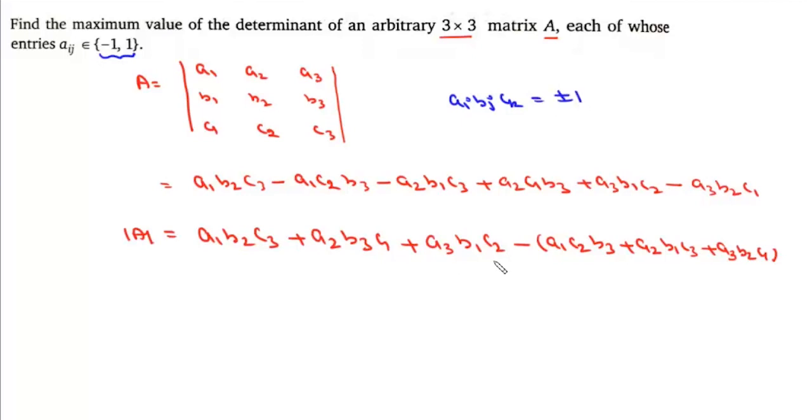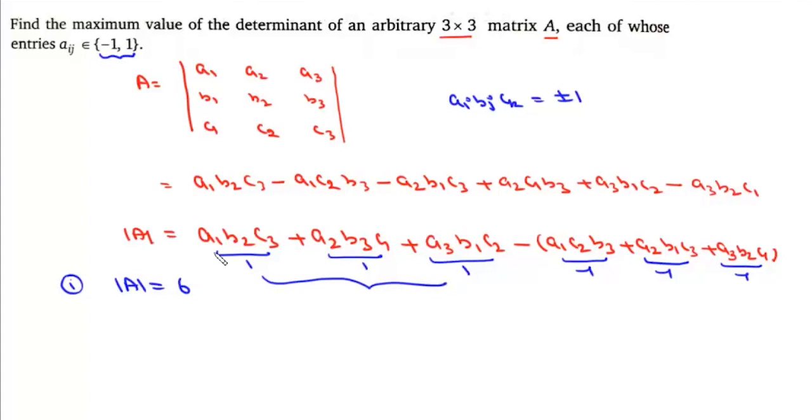Now since we have 6 expressions, each with plus or minus value, our first hypothesis is that the maximum value of the determinant of A is 6. Now it will be 6 when the first three products are 1, and the other three are minus 1. Now if we multiply all these three, we'll get A1, A2, A3, and then B1, B2, B3, and then C1, C2 and C3.